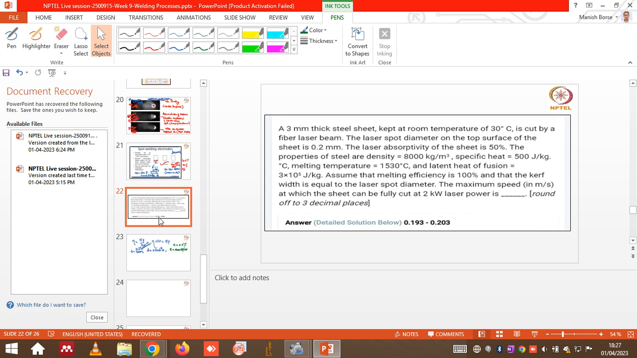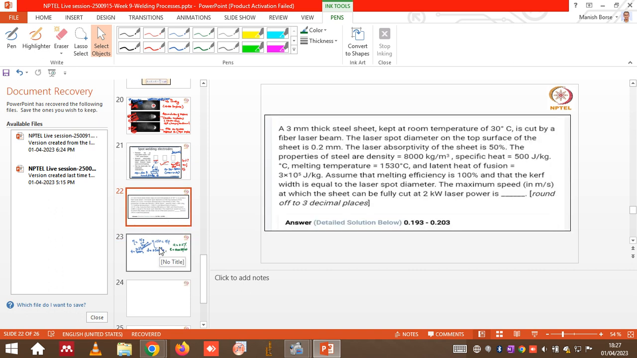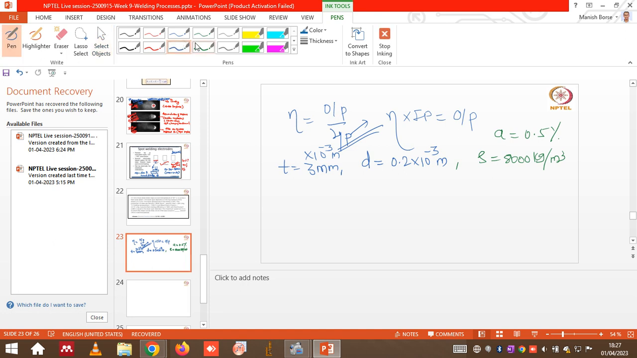Okay, and for the properties of steel, they gave specific heat, melting temperature, and latent heat of fusion. Specific heat is 500 joule per kg. Surrounding temperature is 30 and melting temperature is 1500.